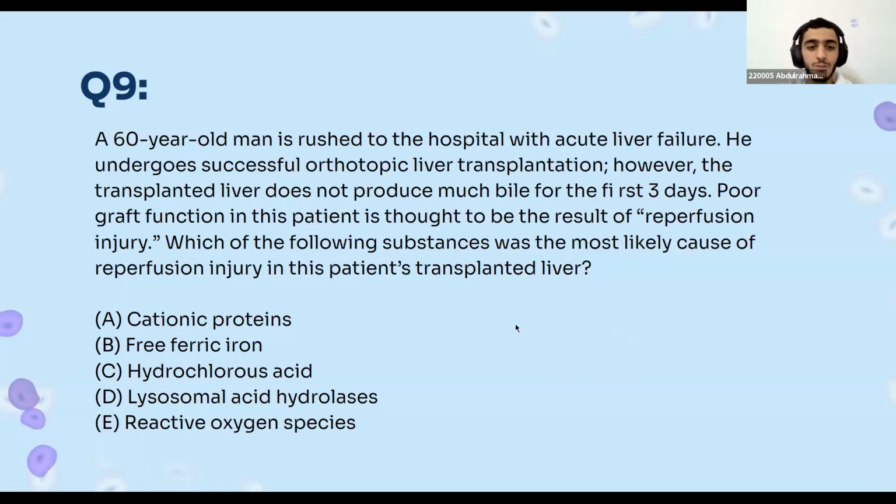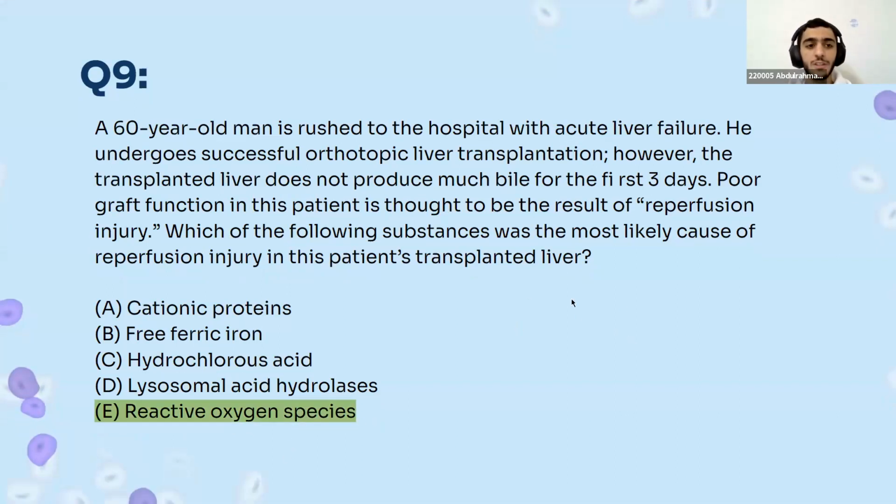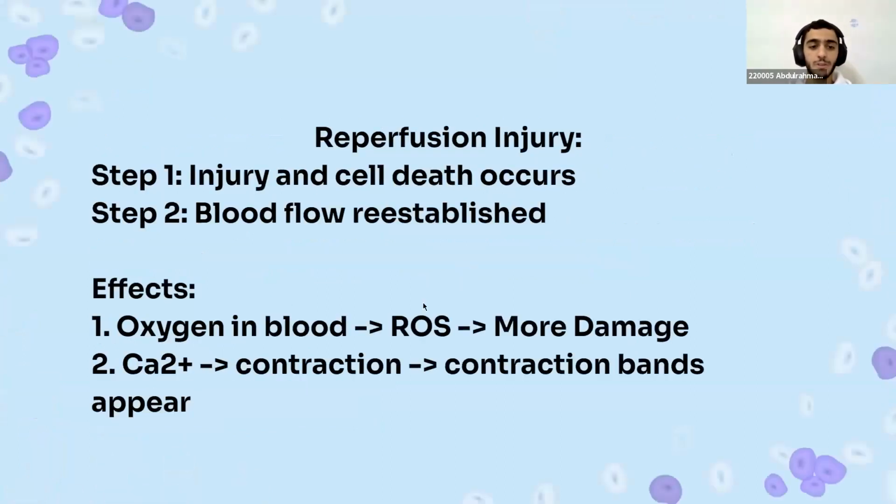So, mashallah, most of you guys got it right. Basically, the answer is E, reactive oxygen species. Now, the basic keyword here is reperfusion injury. Whenever I see a reperfusion injury, I always think of 2 things, oxygen and calcium. Oxygen, which will cause reactive oxygen species and damage, and calcium, which will cause more contraction, which will also lead to more damage.